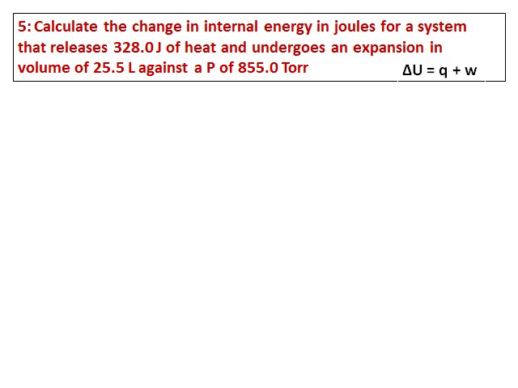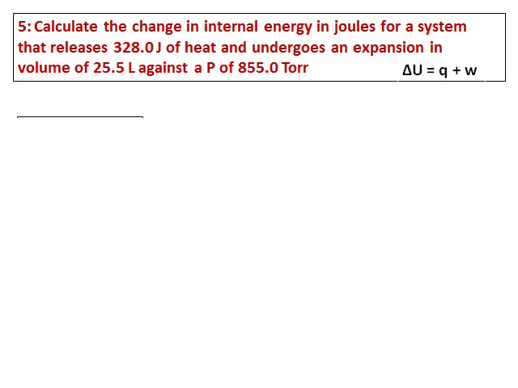Calculate the change in internal energy in joules for a system that releases 328.0 joules of heat and undergoes an expansion in volume of 25.5 liters against a pressure of 855 torr. Since it is change in internal energy, we are going to use the formula delta U equals Q plus W.